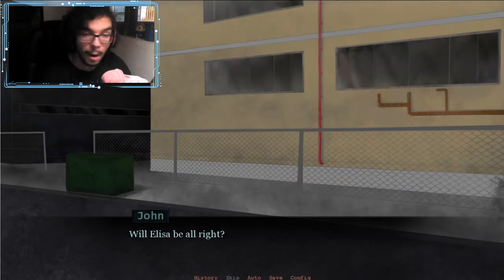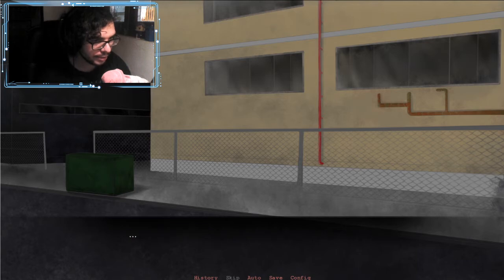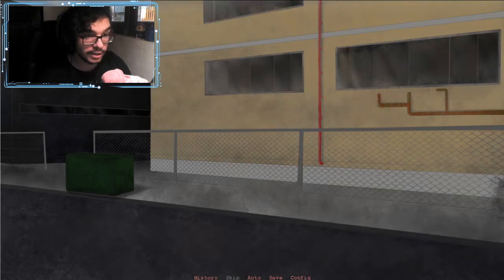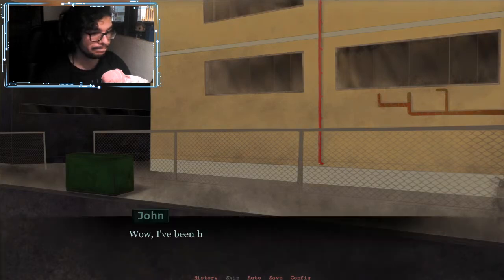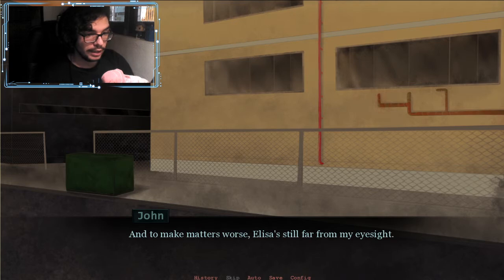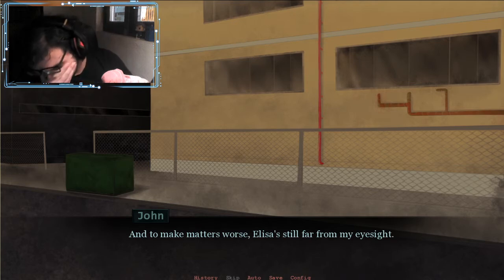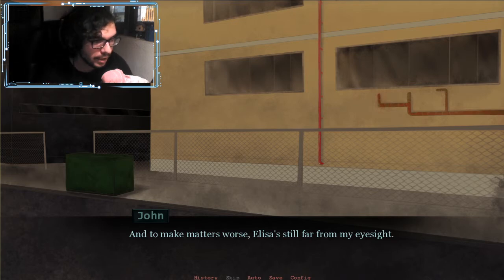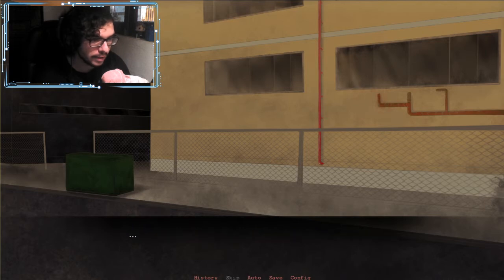Will Eliza be alright? Probably not. It was a really crazy plan, but she agreed. It is a crazy plan. This is awful. It's a horrible idea. I've been here for a long time. I think something's gonna happen. Nothing's gonna happen. I swear to God, if she's dead. To make matters worse, Eliza's still far from my eyesight.